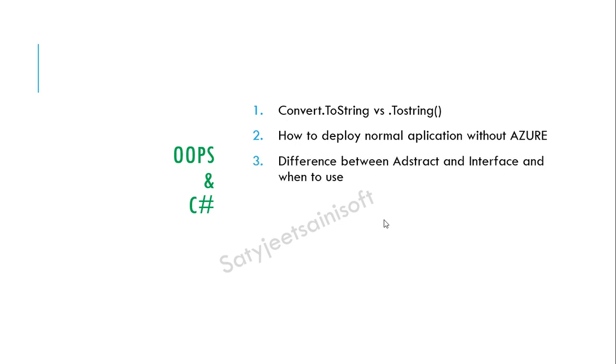The other one is the difference between abstract and interface, and when to use them. Abstract, we know, is used whenever we want to provide common functionality or a common method to all the concrete classes, so that there is no need to write that method again. In that case, we use abstract. And interface is used to force implementation in the concrete classes that are going to inherit that interface. So there we can use that.